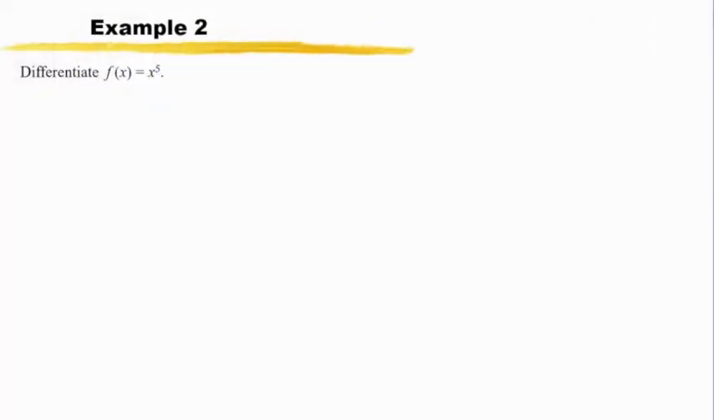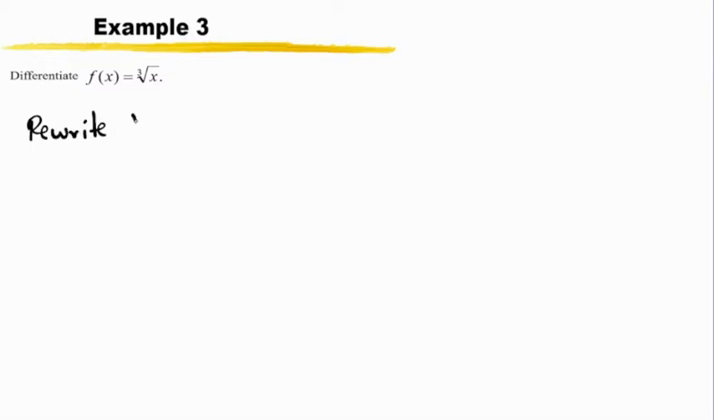So you can do this example on your own. What do you get for f prime of x? Hopefully you say 5x to the 4th. How would you find f prime of x if f of x were equal to the cubed root of x? Well, first we want to rewrite f of x. So if the square root was the 1/2 power, the cubed root will be the 1/3 power.